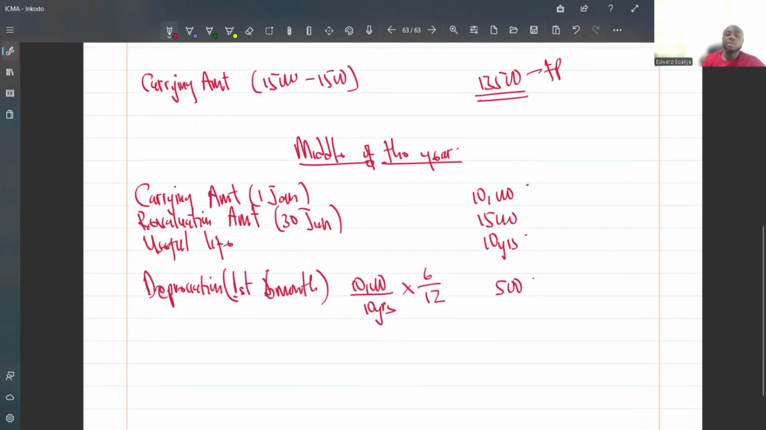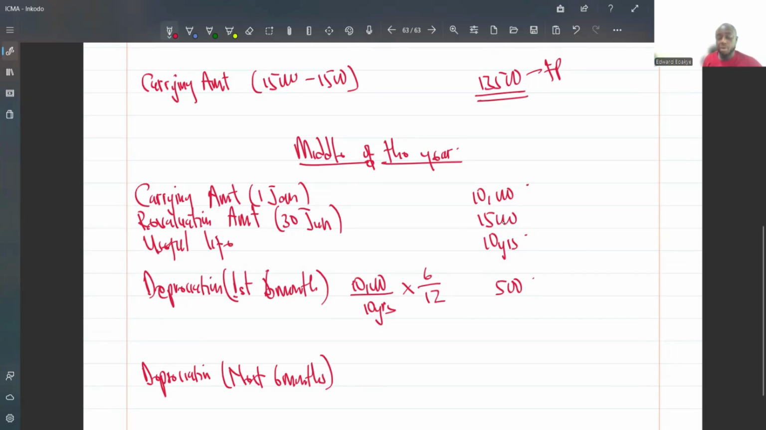So what about the rest of the 12 months? The rest 6 months will be on the 15,000. So depreciation for the next 6 months.